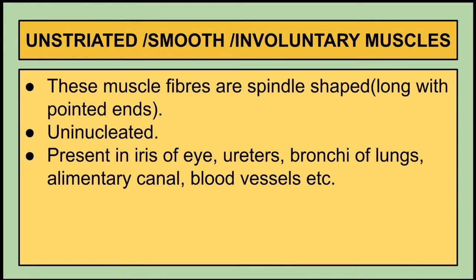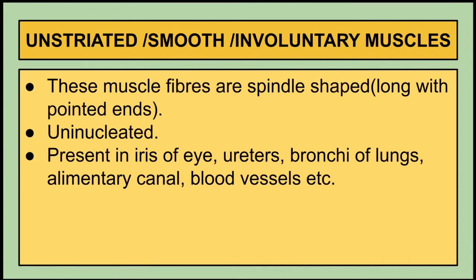Another type of muscular tissue is unstriated muscle, which do not have striations, also called smooth muscles or involuntary muscles because they do not function on our will. They are spindle shaped, they are long with tapering ends, they have got one nucleus, and they have got less mitochondria as compared to striated muscles. They are attached to hollow organs like intestines or blood vessels.